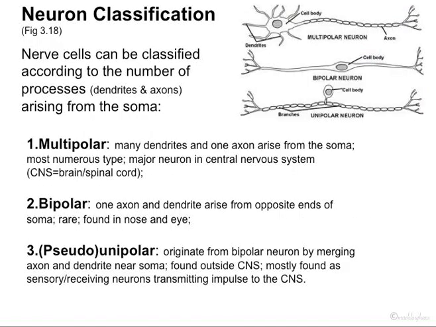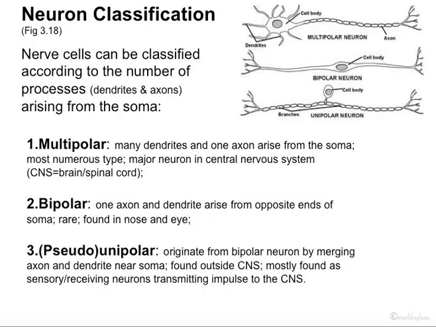We're looking at the classification of neurons. We can do that, for example, by looking at how many processes, how many axons, how many dendrites come out of the cell body. The most numerous neuron is the one we just described, where we have many, many dendrites, one cell body, and then one large axon. That's called the multipolar neuron. It's the most numerous type, and it's the main neuron in the central nervous system. The CNS, remember, is the brain and the spinal cord.